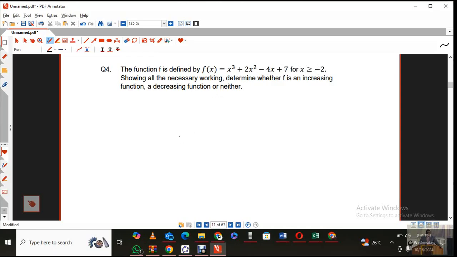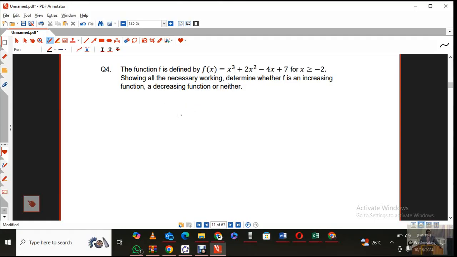Showing all the necessary working, determine whether f is an increasing function. Remember, when functions are increasing, it means the gradient is greater than 0, or decreasing functions, it means the gradient is less than 0. So that's what we're going to do.